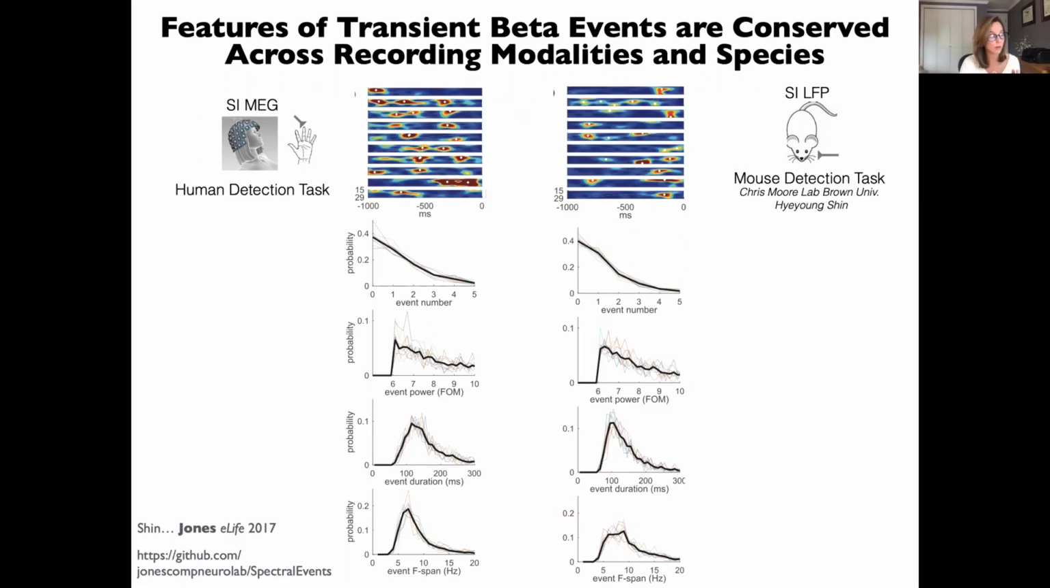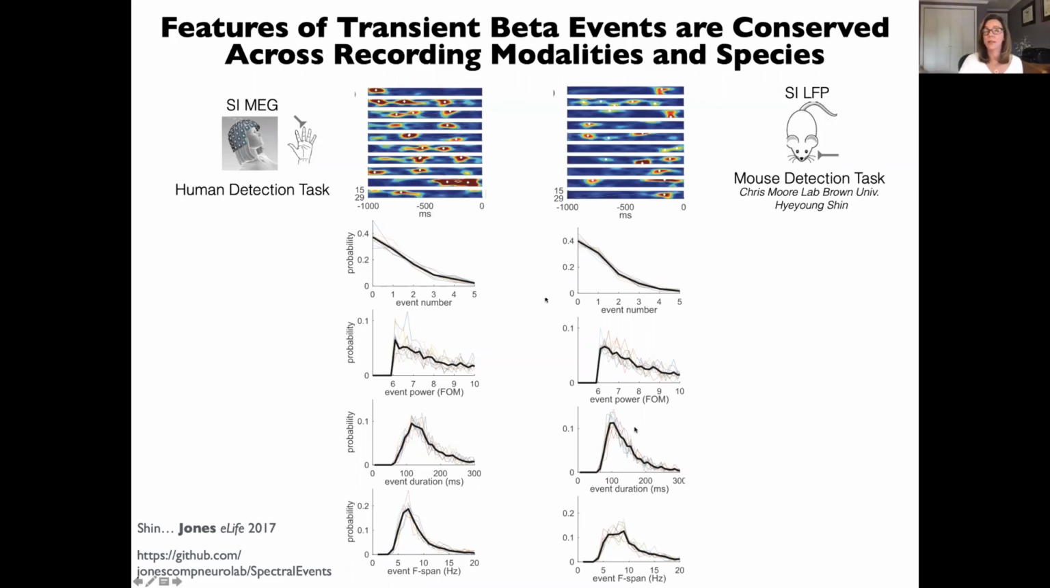This has now also been observed in motor cortex, striatum. Transient beta activity seems to be very consistent across many different brain areas and paradigms. I point briefly to some code that we have on GitHub where you can begin to start to analyze your signals and measure various features of transient oscillations.